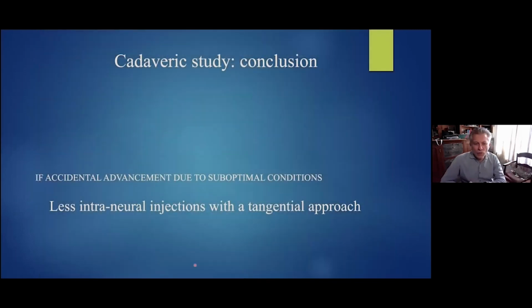So the conclusion of that cadaveric study was that if you have an accidental advancement due to suboptimal conditions, like you are a beginner, you have a deep nerve with bad resolution, it is safer to do a tangential approach, and you will have less risk of intraneural injection.